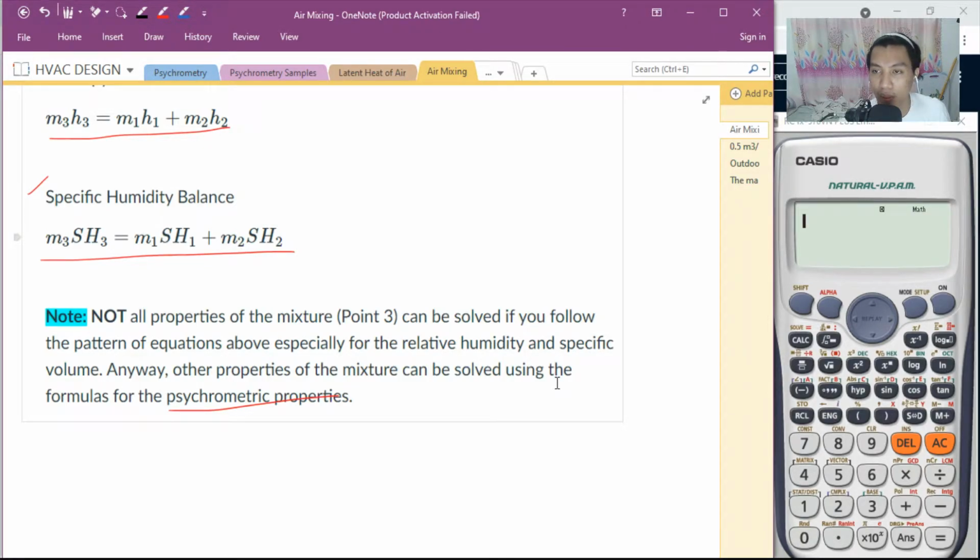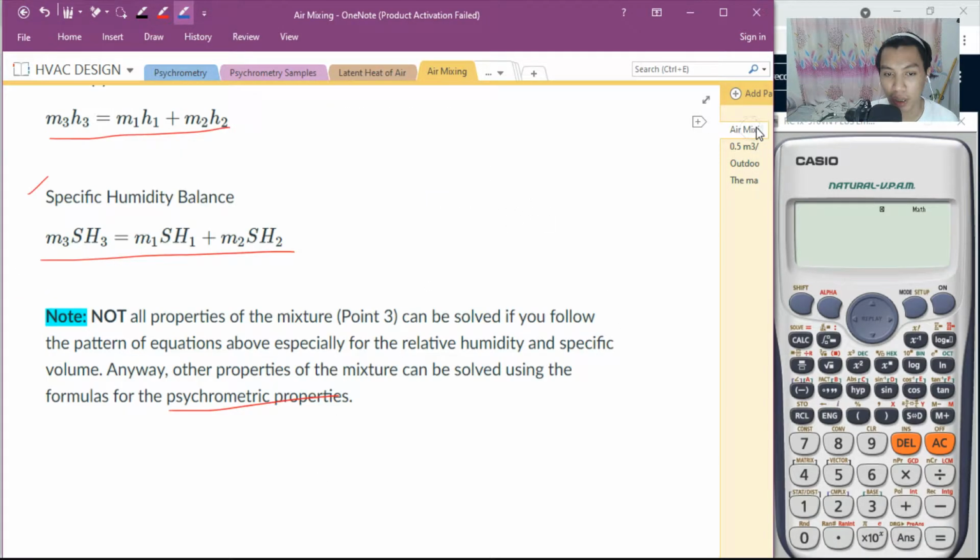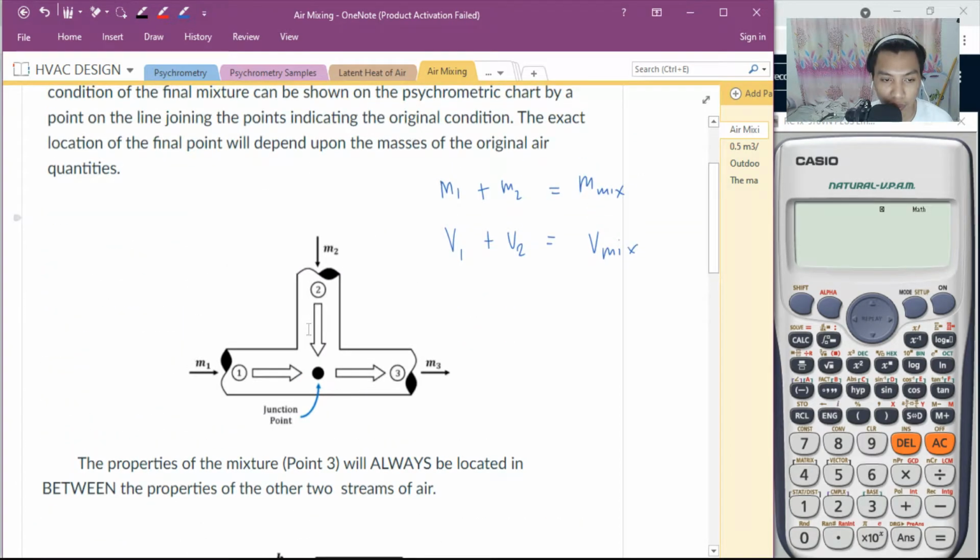Okay. So, let us go with problem number 1. 0.5 cubic meter per second of air at 15 degrees Celsius dry bulb and 12 degrees Celsius dew point temperatures are mixed with 0.2 cubic meter per second of air at 25 degrees Celsius and 50% RH. So, you have 2 points. Pakita natin. Kunin natin tong junction point na to.